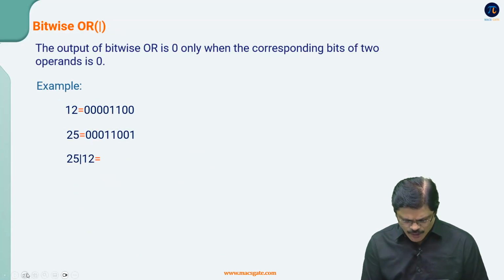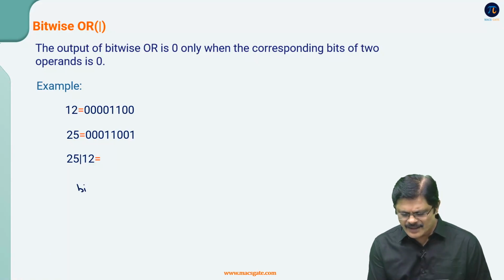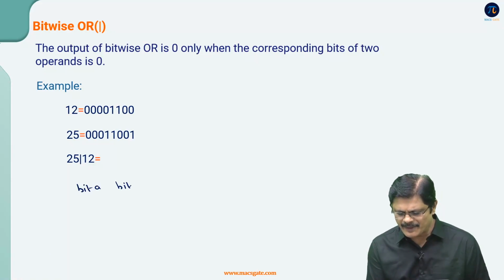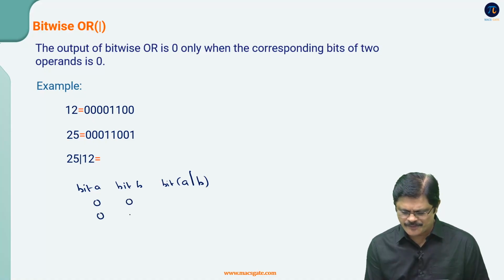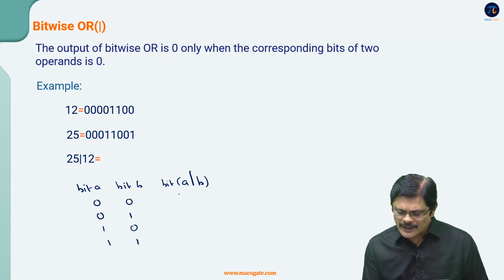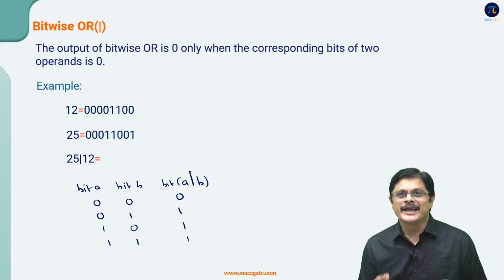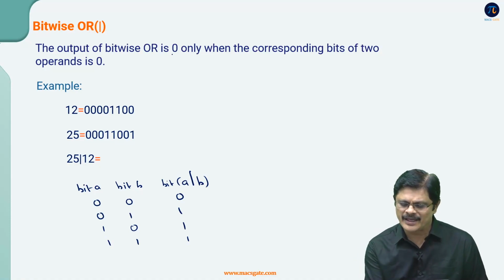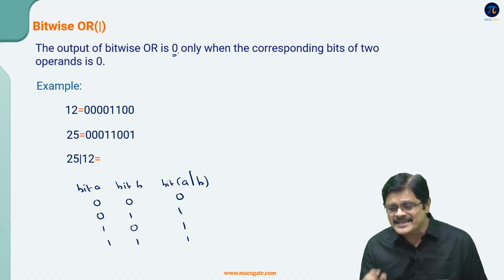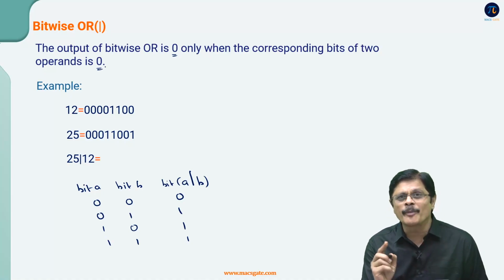Now, what about the bitwise OR operator? Consider the bit of A, the bit of B and the bit position of A or B. The possibilities are 0 0, 0 1, 1 0, 1 1, and here only when both are 0, the bitwise OR is 0. In all remaining cases it is 1. Bitwise OR is 0 only when both bits are 0. The output of bitwise OR is 0 when the corresponding bits of the two operands are 0.